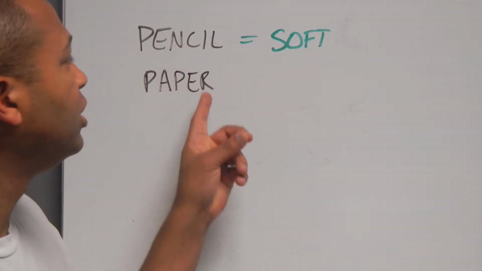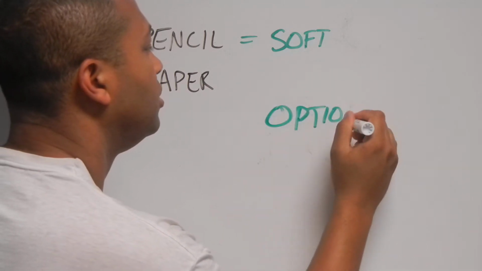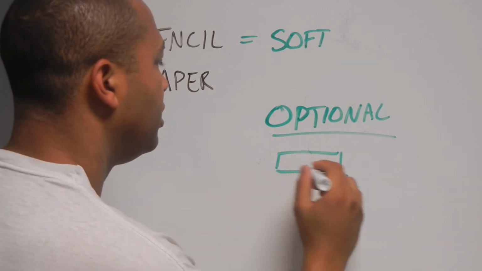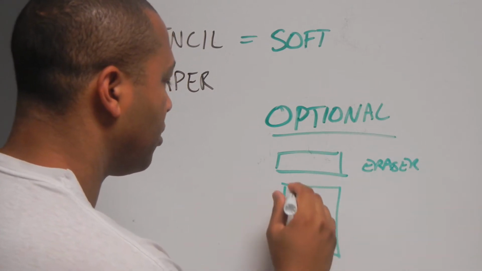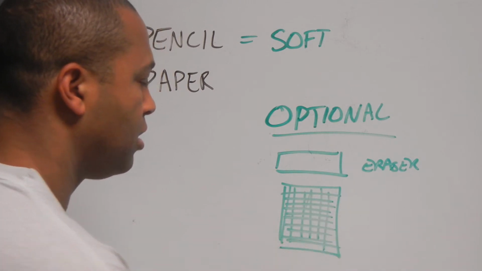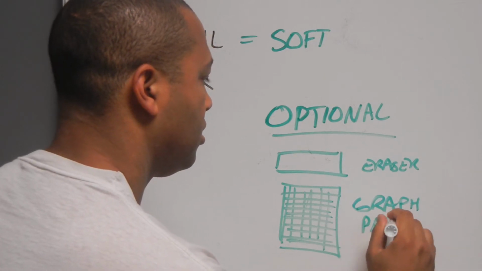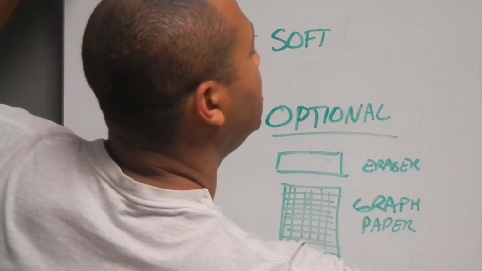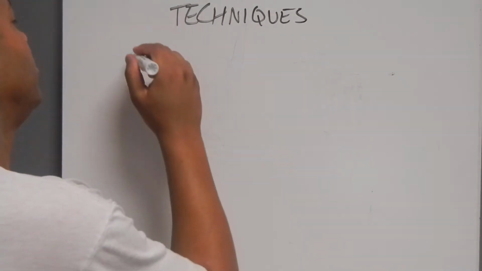So notice if this is the only things you need for a sketch, what is also optional is everybody's favorite, the eraser. And also another thing that's great to have is graph paper. Graph paper is very good because it helps you with proportion.